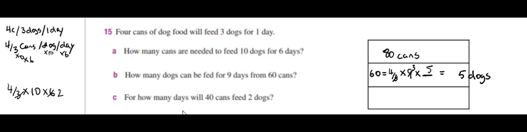How many days will 40 cans feed 2 dogs? Well, let's have 40 here. Our rate is the same for per dog is 4/3, but we have 2 dogs, so we times it by 2 for the number of dogs, times by the number of days. What are we missing? So we have 4/3 times 2 times something equals 40.